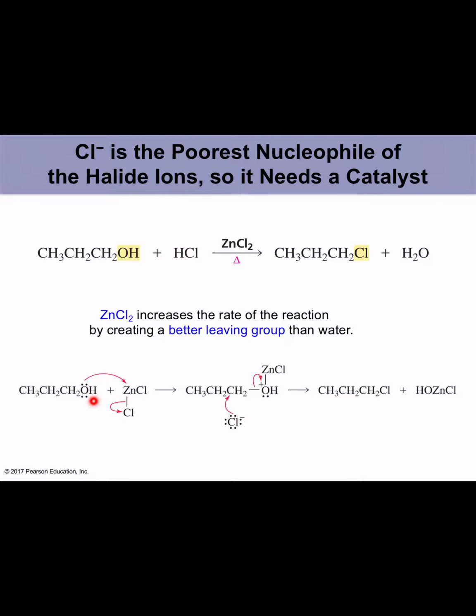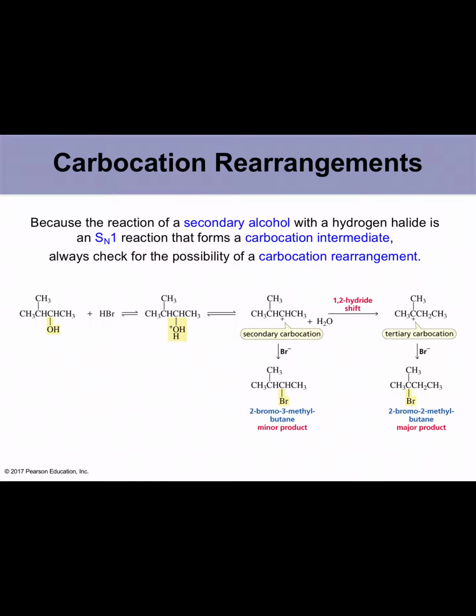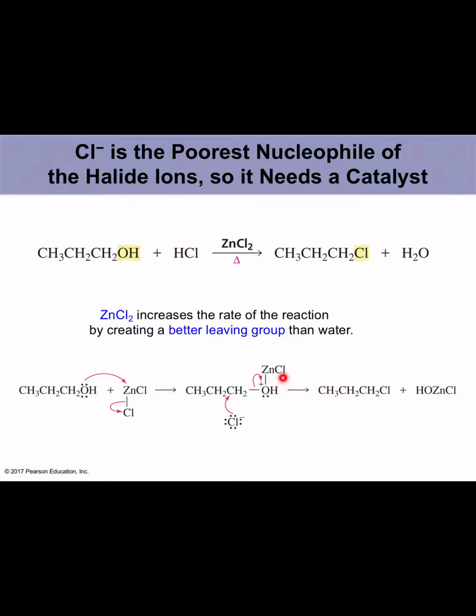So by doing this, oxygen is making a bond with zinc, and one of the chlorines is attached like this, and then the other chlorine left. So the chlorine that left is going to leave as a Cl minus ion with the 2 electrons from the bond, and now it can participate in an SN2 reaction. Chloride attacks the carbon and leaves this zinc chloride hydroxide complex. So it makes a better leaving group.